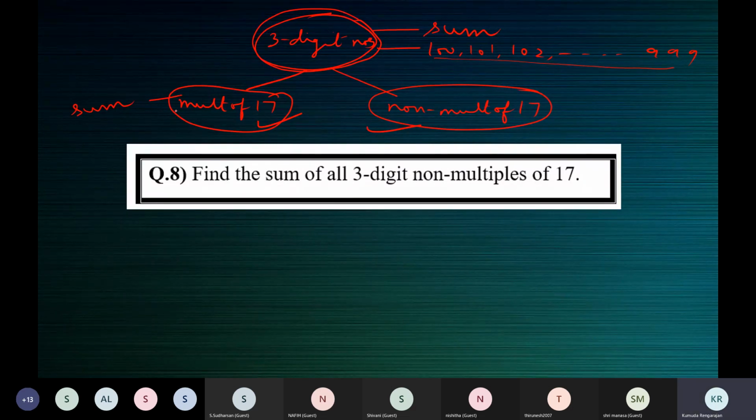After that, here you need to find the AP of all 3-digit multiples of 17. So generate the AP and find the sum. You will find the sum of all the 3-digit multiples of 17. If you call this answer A and this answer B, A minus B will give you the sum of all 3-digit non-multiples of 17.